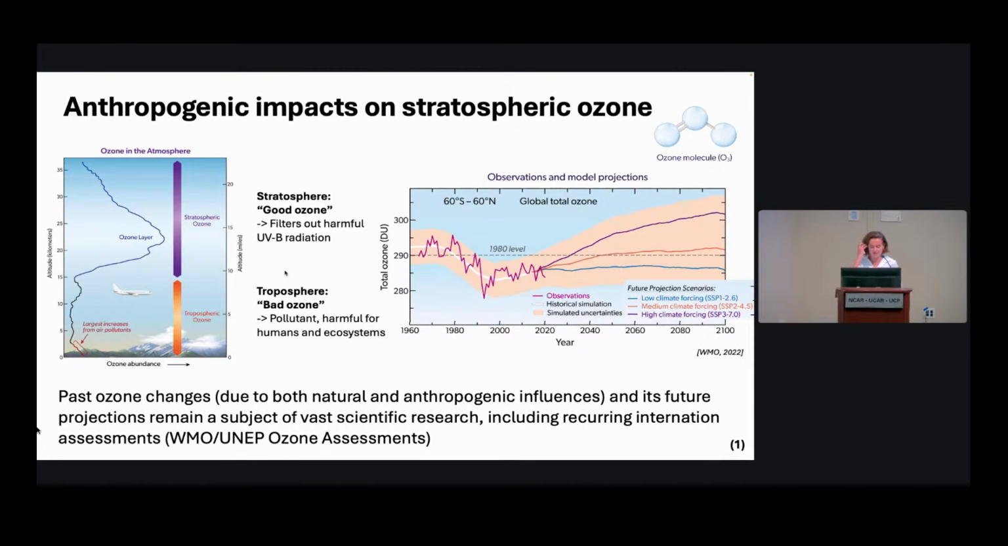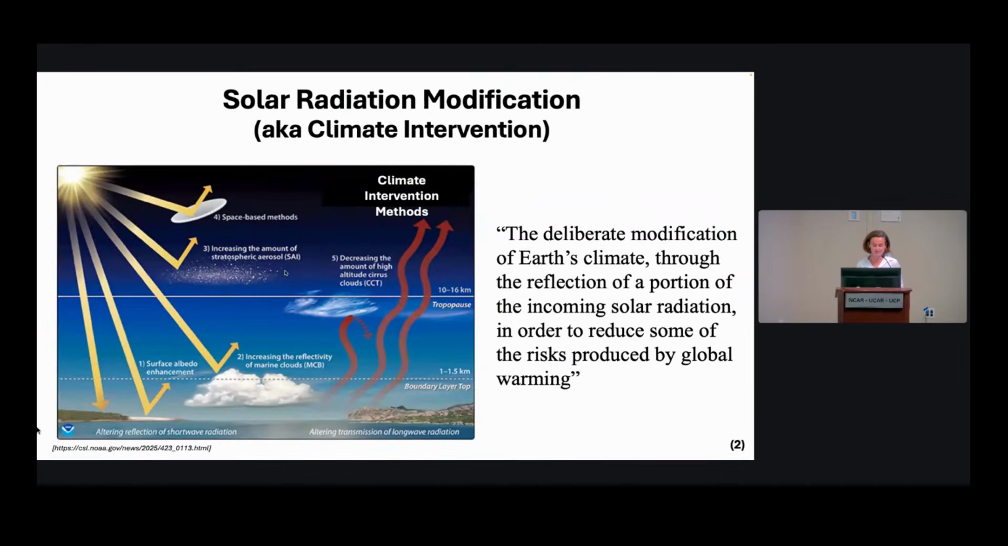So far, the leading anthropogenic drivers of stratospheric ozone change studied have been the emissions of halogenated ozone-depleting substances, or ODSs, but also greenhouse gases. But this research is now expanding to include the impacts from so-called solar radiation modification methods, otherwise known as climate intervention or geoengineering methods. These are potential methods to offset some of the risk produced by anthropogenic global warming.